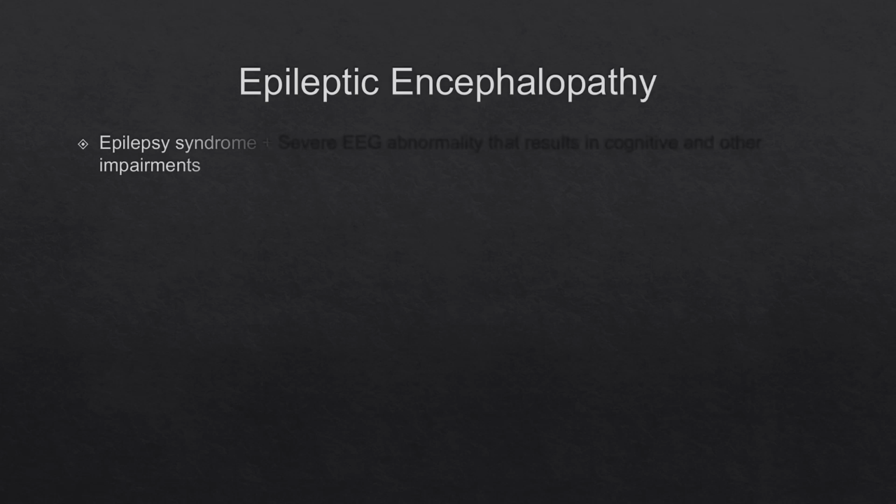What is epileptic encephalopathy? If the epileptic syndrome is associated with severe EEG abnormality, for example generalized slowing, that results in cognitive and other impairments, it is called encephalopathy. That means epilepsy syndrome plus severe EEG abnormality is called epileptic encephalopathy.